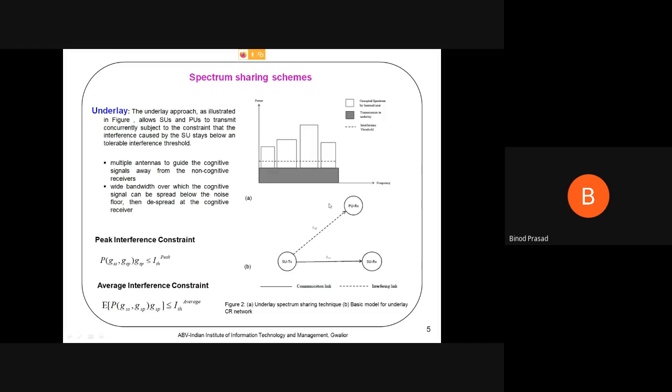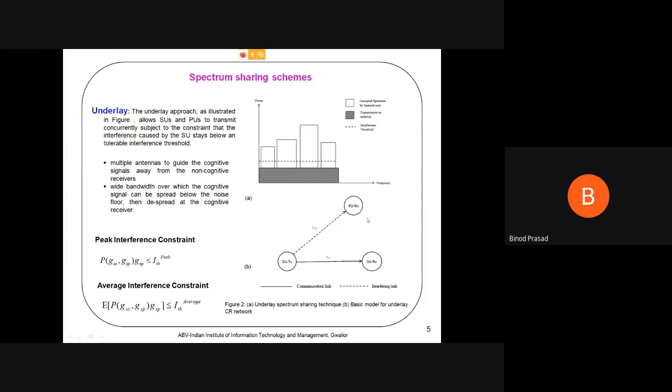Now we'll see what kind of performance is measured in this case. One performance measure is based on the peak interference constraint. It says that the SU will transmit with a given power, but the instantaneous peak interference limit set by the PU should be maintained. So this power times the channel gain of the link from the SU transmitter to the PU receiver should be less than the peak interference limit.